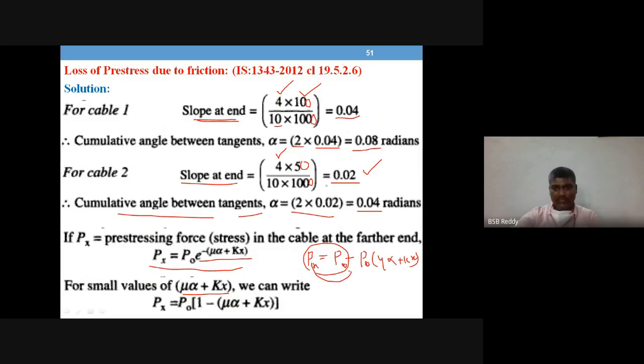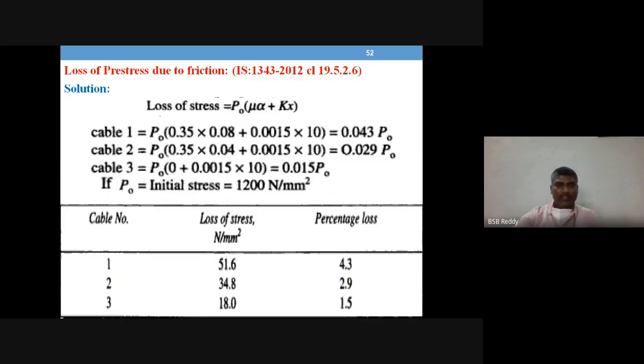So bring this to this side and bring this to other side. So that is loss of stress is equal to P naught into mu alpha plus Kx. So P naught into mu times alpha plus k times x. Okay, mu value given, alpha is found, k is given, x is the length of the cable, 10 meters. So for cable 1, this is the loss value.